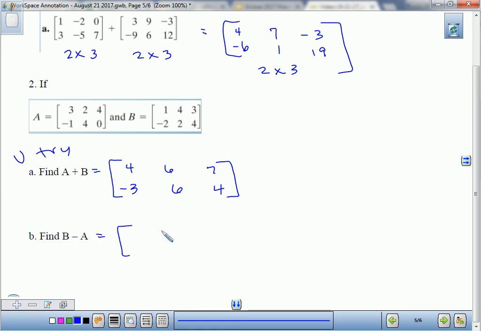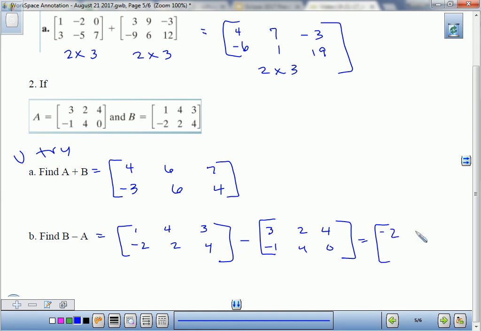So it might aid you to rewrite them, especially when we switch orders. But with subtraction, it works just like addition. We are subtracting the corresponding element. So 1 minus 3 is negative 2. 4 minus 2 is 2. 3 minus 4 is negative 1. 2 minus a negative 1 makes, alright. 2 minus 4 is negative 2, and 4 minus 0 is 4 all day long.